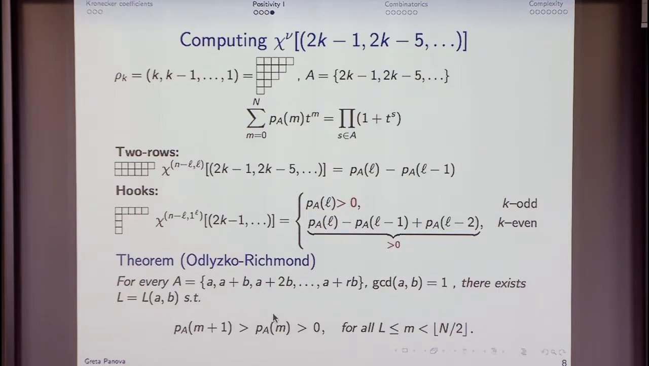So what is PA? I forgot. PA, so this is defined as the number here. That's the definition. Yeah. So maybe.